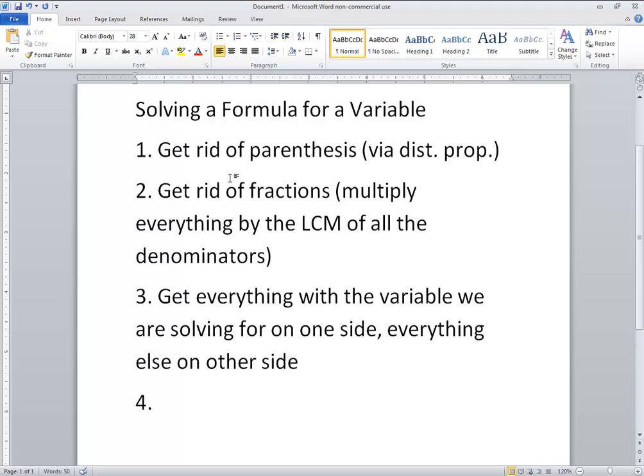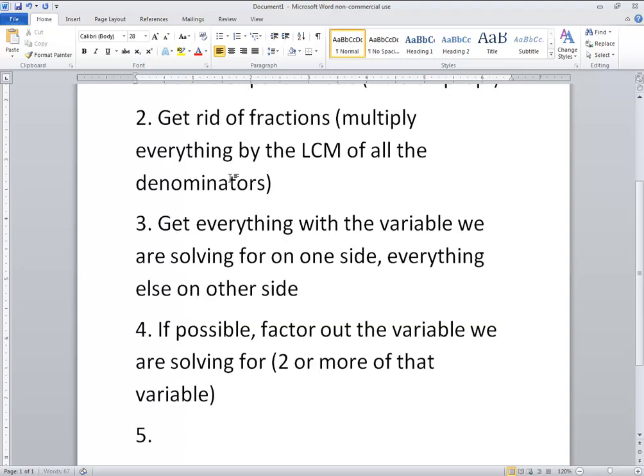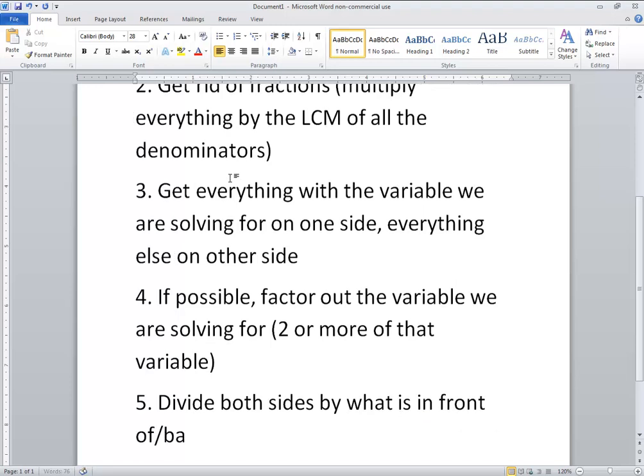Now step 4, if possible, factor out the variable we are solving for. And you'll have two or more of that variable if you can factor it out. And step 5, divide both sides by what is in front of or back of the variable we're solving for.